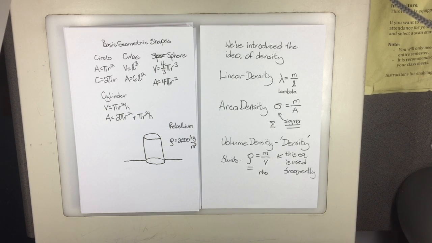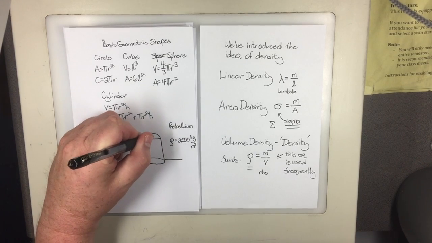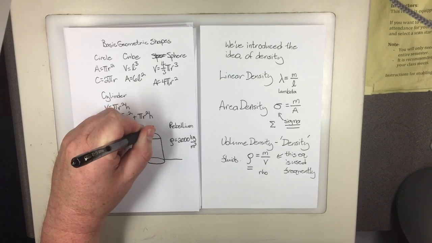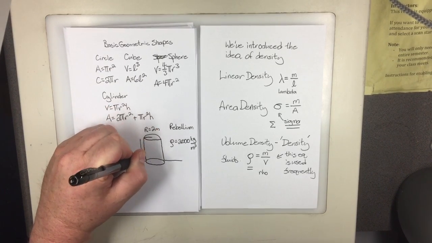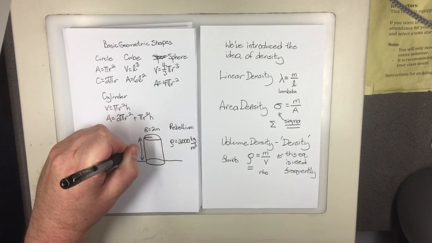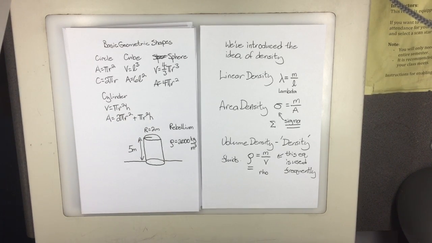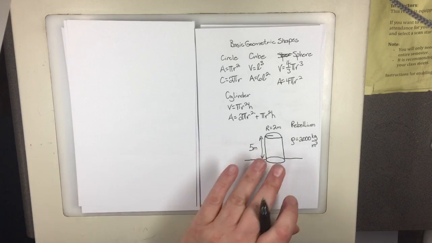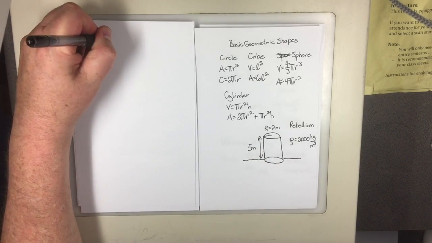So the density is 2,000 kilograms per cubic meter. It has a radius of 2 meters, and it has a height of 5 meters. And the question that I have is, and it's a whole bunch of questions, the first of which is, well, what's the mass?